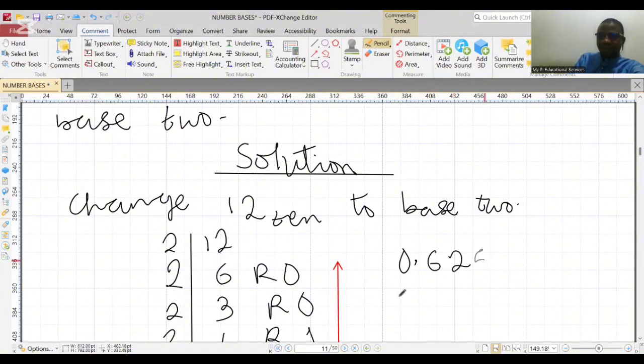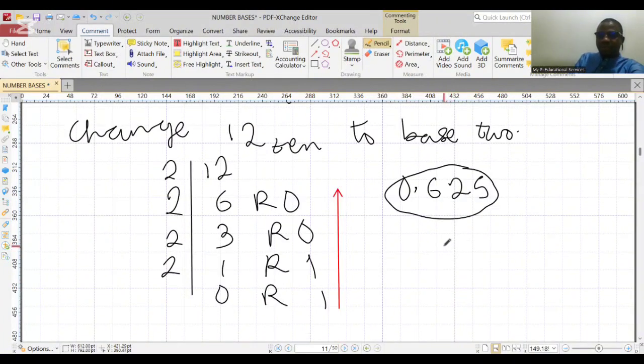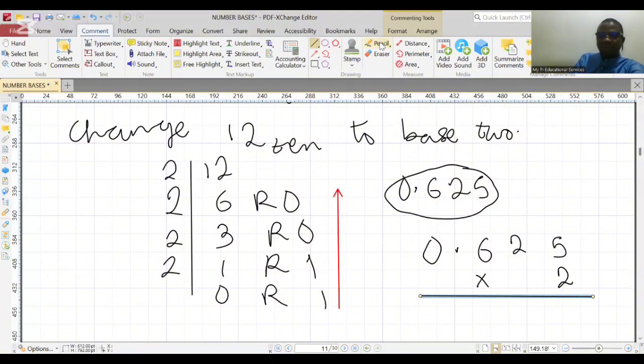Now let's change the decimal part, which is 0.625. Now, because we are changing to base 2, we only multiply the decimal part by 2. So let's get started. We have 0.625, then multiply by 2. Don't forget, we are only multiplying the decimal part.